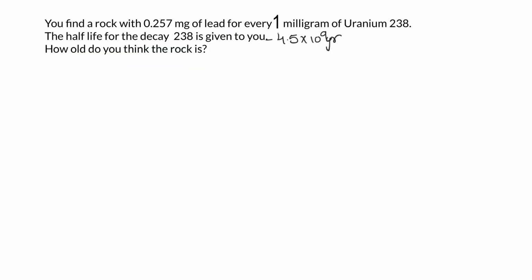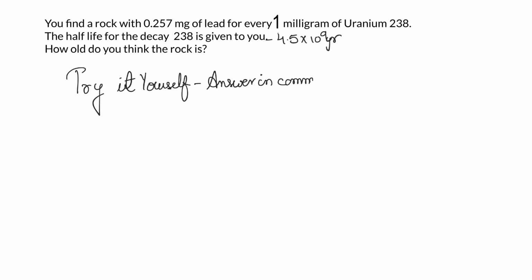Now here's another problem. You find a rock, it has 0.257 mg of lead for every 1 milligram of uranium. You have to calculate the age of the rock, and the half-life is given, that's 4.5 times 10 to the power 9 years. Try yourself and leave the answer in the comments, and I'll explain this in the next video to come. Do check them out to understand the difference between fusion, fission, and transmutation.